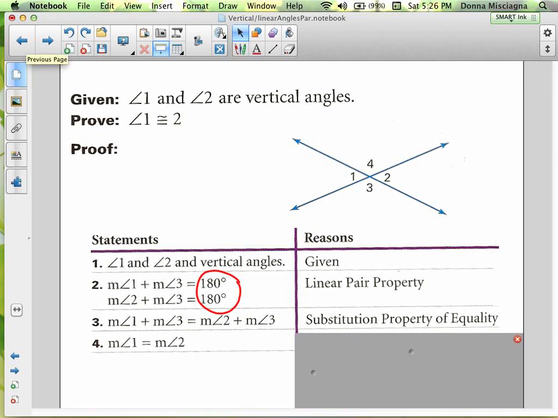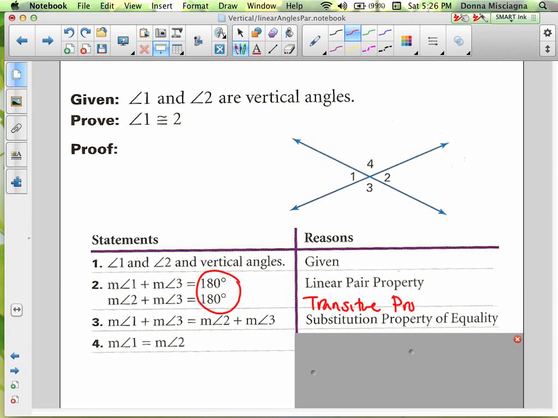Now, sometimes there's another property that can be used in the same place. I think the transitive property is a better choice. However, and what we're going to learn about, substitution could also be used. And what substitution means is you're substituting one thing for another. In this case, I'm substituting the measure of angle 2 plus the measure of angle 3 for 180 degrees. So sometimes you can use either substitution or transitive property.